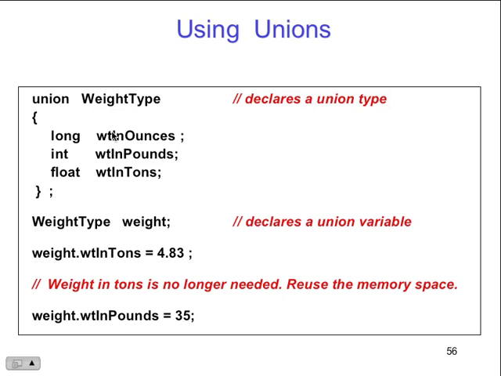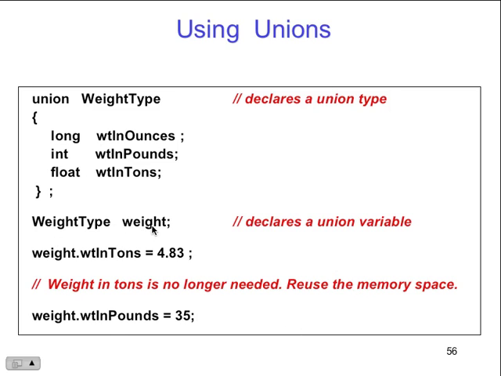Union weight type, and now we have weight type dot weight in tons. This is how we assign the value, and that's going to be a float. If we took weight in tons and we assigned it an integer value, we're going to get an error message. Well, actually not, I would convert it. If we took weight in tons as a float and assigned it to an integer, actually it would convert it, but we're only going to get an integer instead of a float being stored. So the weight in tons is no longer needed. The memory can be reused, actually.